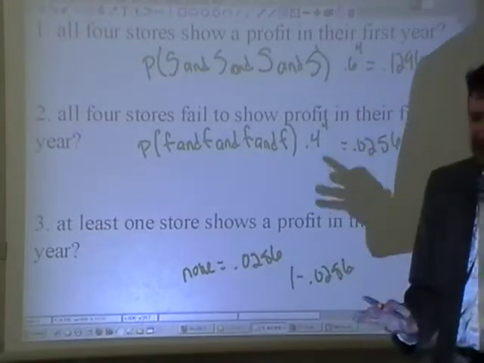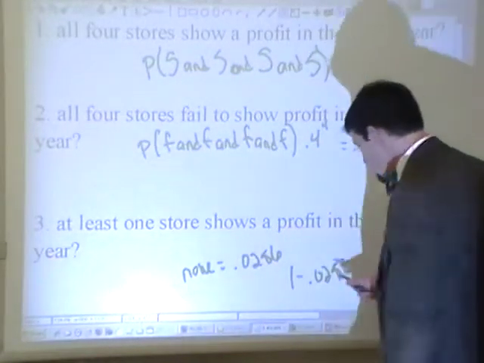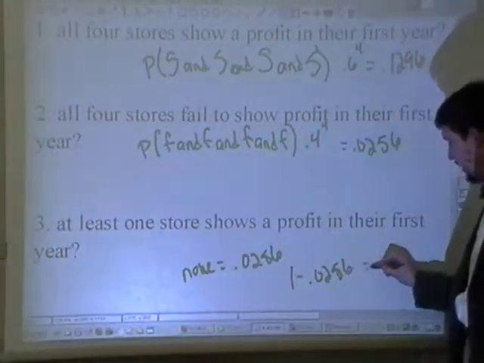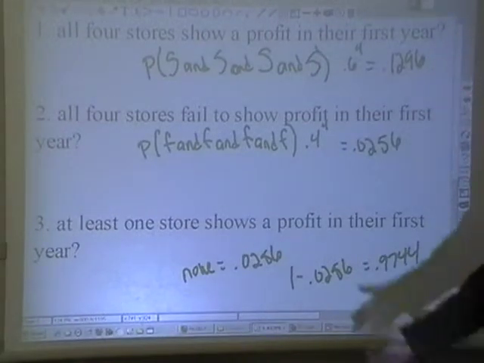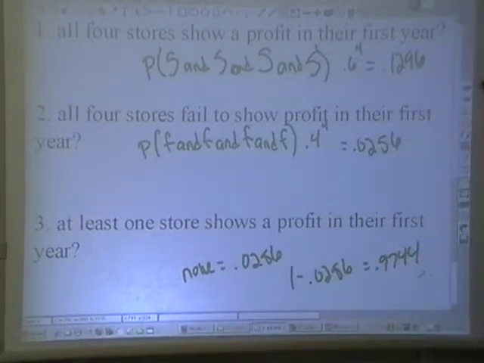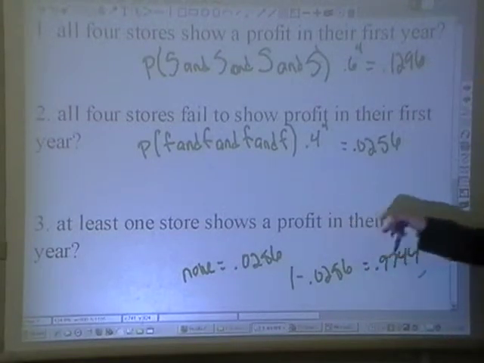At least 1 is the complement of none. And it rhymes. So 1 minus 0.0256 is going to be 0.9744. There's your answer. That is really easy for a question that could be really difficult.